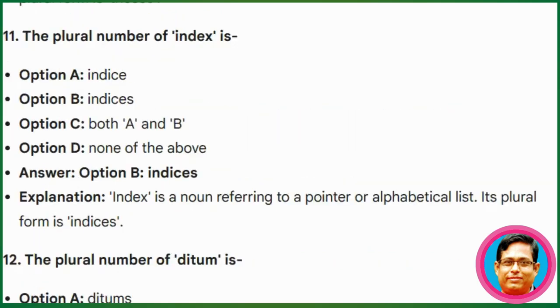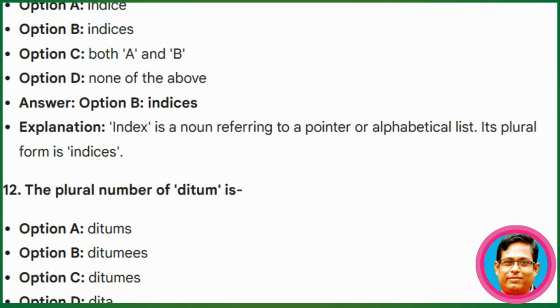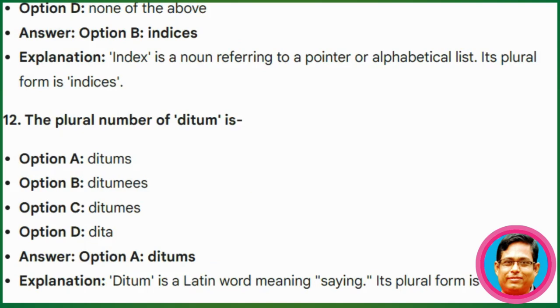11. The plural number of index is option A, index, option B, indices, option C, both A and B, option D, none of the above. Answer, option B, indices. Explanation, index is a noun referring to a pointer or alphabetical list. Its plural form is indices.